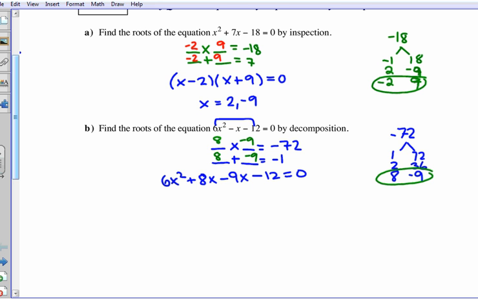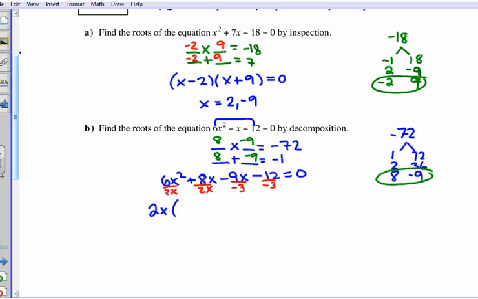Now when we have 4 terms, what do we do? Break them up into 2. So the first 2, what can we divide both by? 2x. Okay. The second one, what are we going to factor out? Negative 3. Whenever that first number is negative, we're going to bring out the negative as well. So where are we going to put the 2x? In the front. Now we divide.